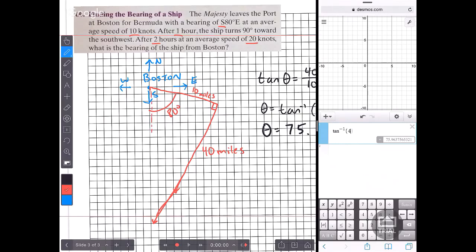So here we are. Our connecting line goes like that. And our angle here is 75.96 degrees. And now, for the port at Boston trying to reach our ship, the port at Boston wants to know, what's this little small angle, theta?